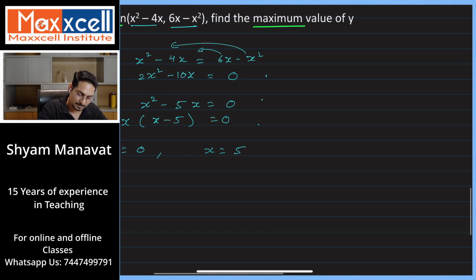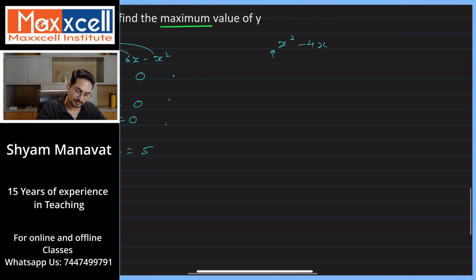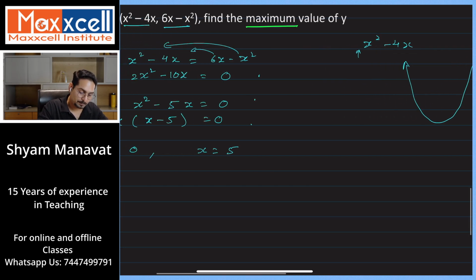पहला expression कैसा है? X square minus 4x. The coefficient of x square is positive. The graph is supposed to be parabola and upward because a is positive. Remember? Second expression क्या है बताओ?